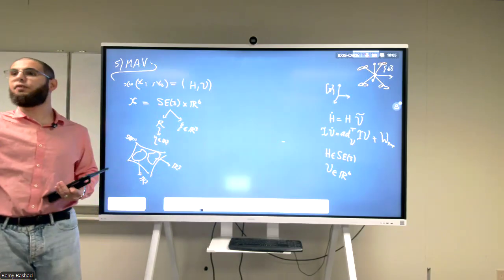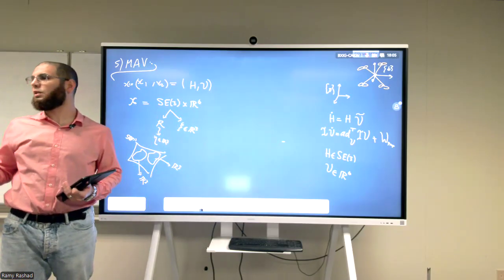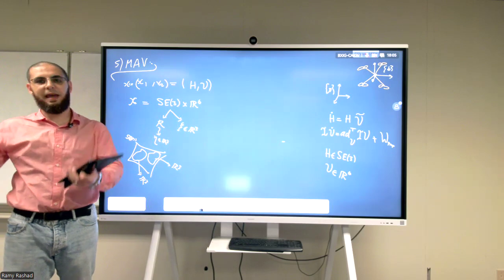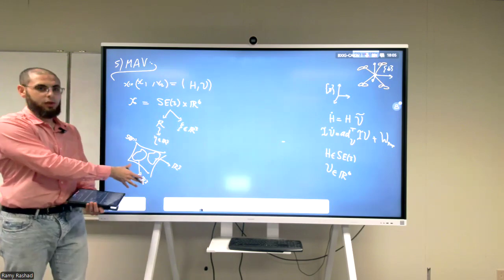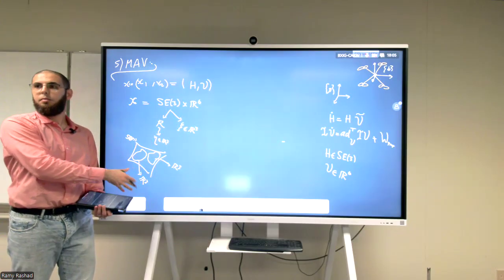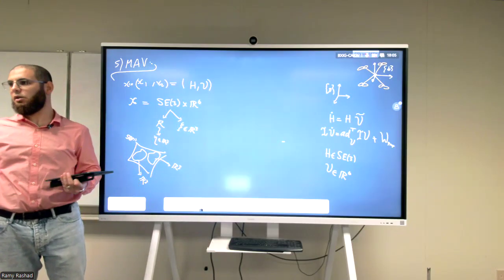And that was exactly the definition of a manifold. Remember what the definition of a manifold was? It was a space that locally looks like Rn. So it does locally look like some Rn, but not globally. Not everywhere it is Rn.